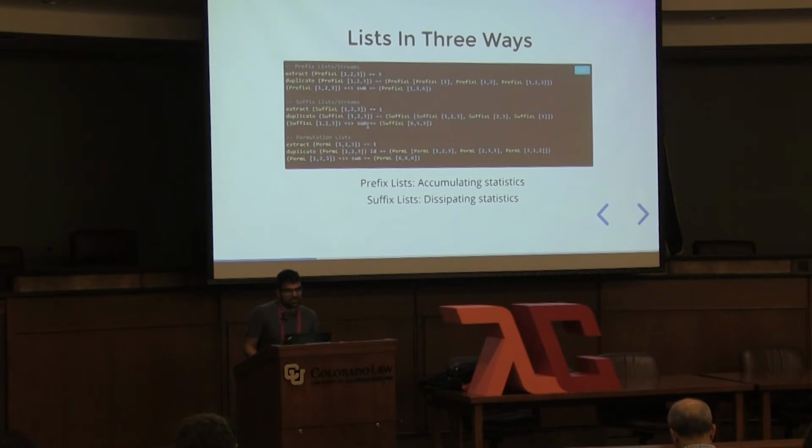Lists are also a comonad over permutation, or cyclic rotation is a better way to say it. If you have a list 1, 2, 3, extract gives you the first element, just as in the suffix list, but duplicate gives you all the cyclic rotations of it. So you start with 1, 2, 3, and then you get 2, 3, 1, and then you get 3, 1, 2.